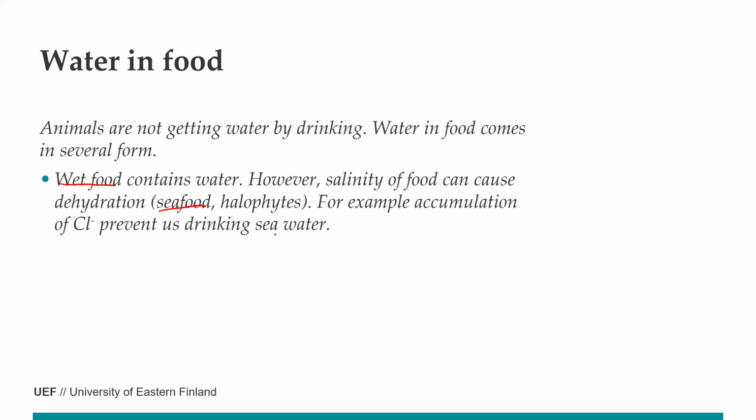Also, we have plants called halophytes that are accumulating ions inside them. And again, many animals are not eating them because there's a dehydration risk. It's the same problem as if we would drink seawater. The seawater has high chloride, and when we are getting rid of this chloride, we are losing more water than we are getting.